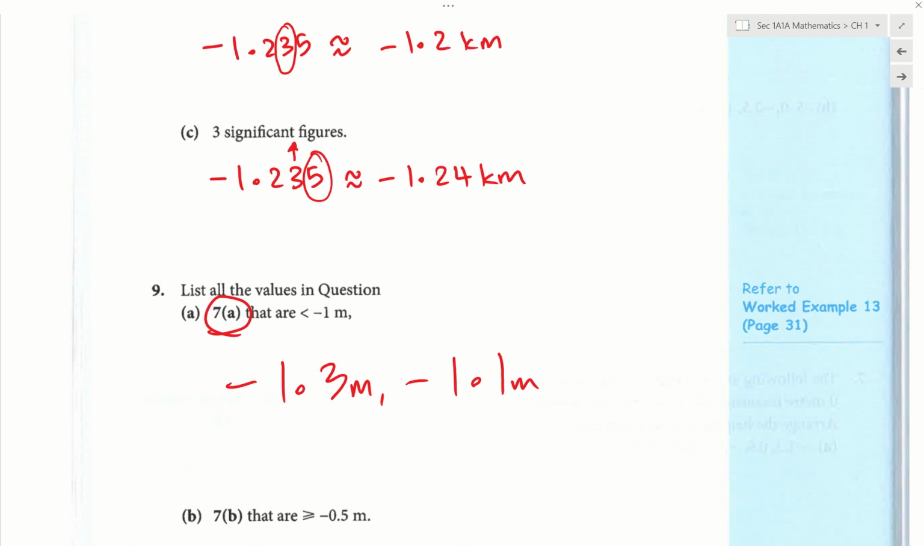Next, 9b. They ask you to find all the values in 7b that are greater than or equal to negative 0.5 meters. So do we accept negative 0.5 meters? Yes, we do, because there is an "or equal to". So as long as it's greater than or equal to negative 0.5, we take it.